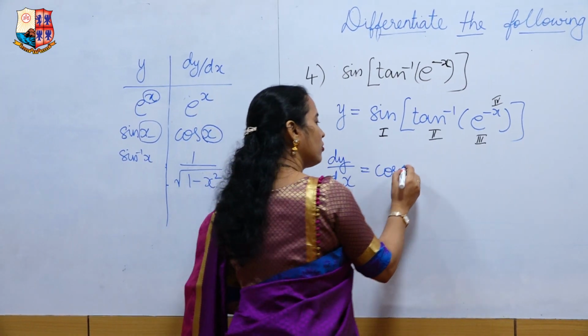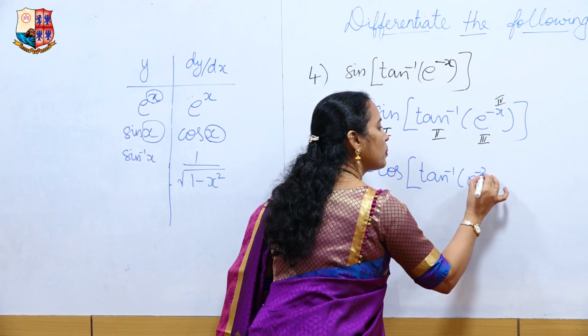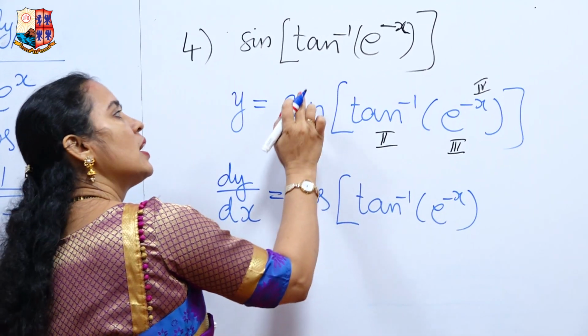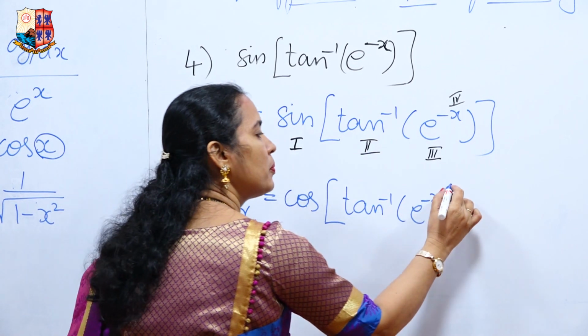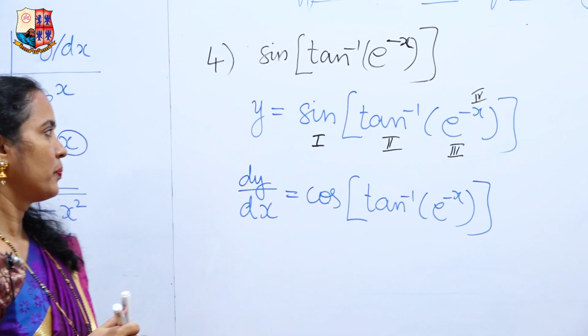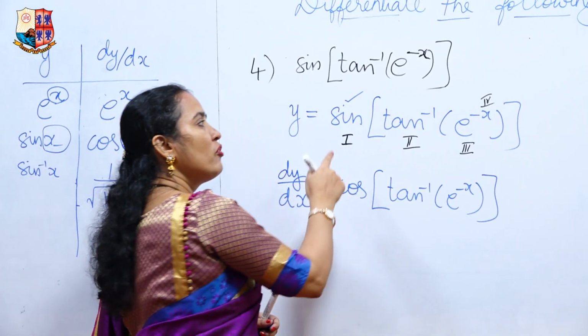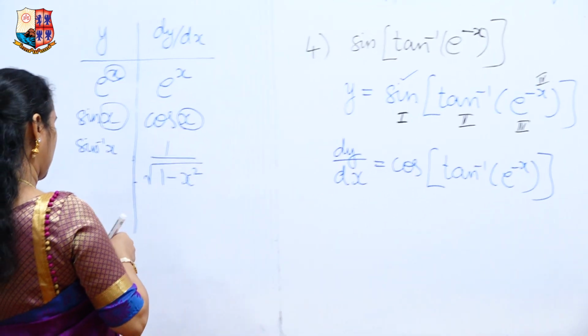So cos of tan inverse of e to the power minus x. The remaining you have to write as it is. Sine when you differentiate, cos of tan inverse of e to the power minus x as it is. Done with the sine? Good. Now go for tan inverse. Tan inverse of e to the power minus x.